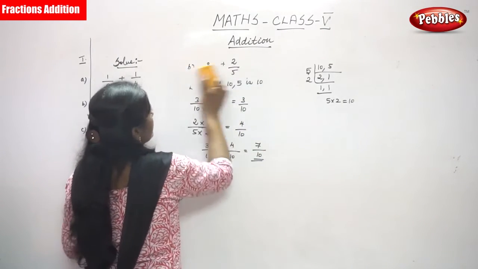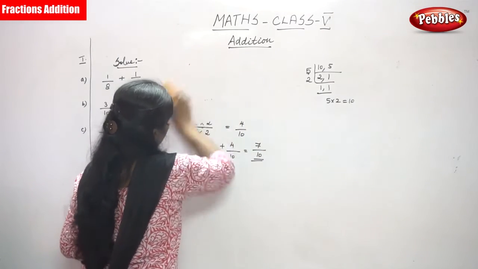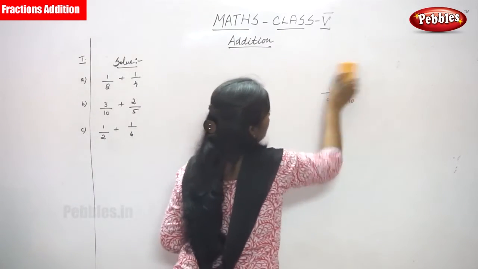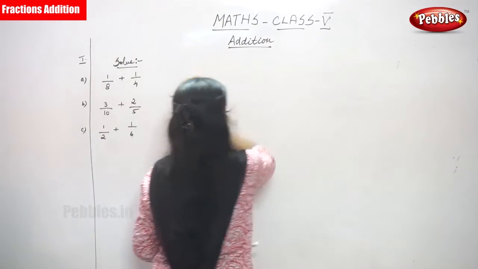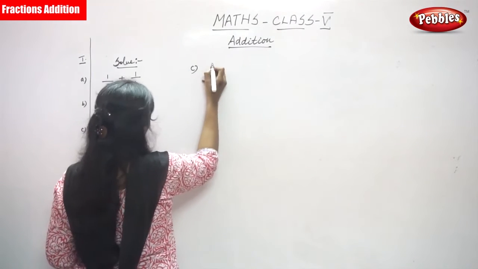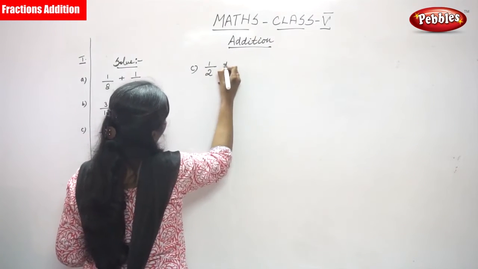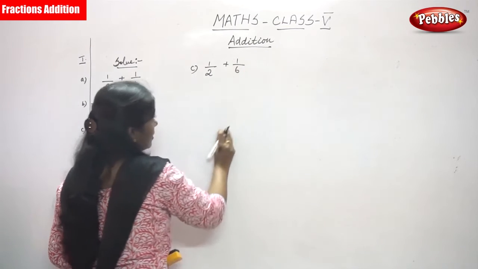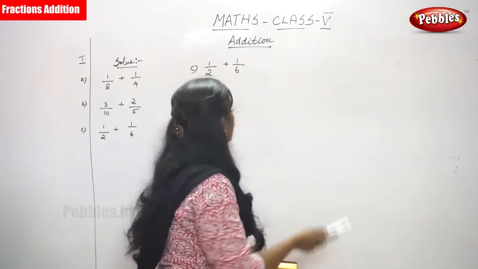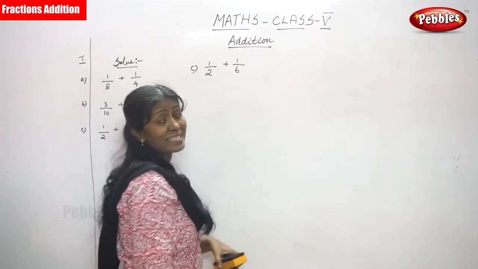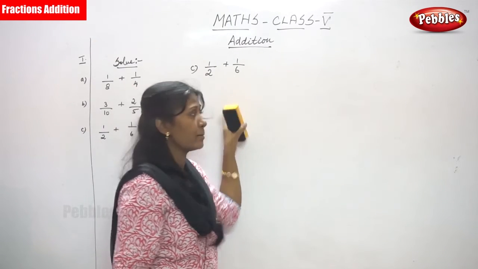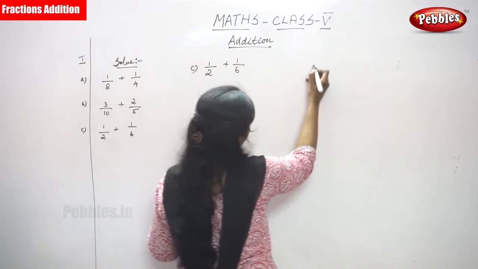The next sum, that is 1 by 2 plus 1 by 6. Look at the denominators, the first one is 2 and the next one is 6. So if the denominators are different, you have to take what? LCM. So take the LCM.